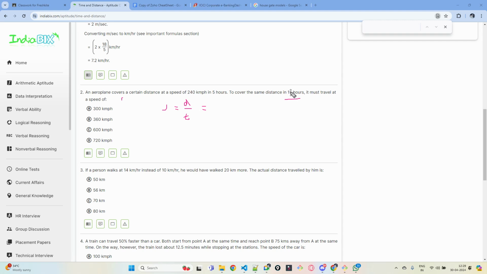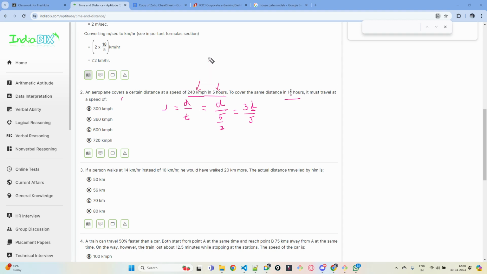This is a mixed fraction. To make it a proper fraction, you multiply the denominator into the whole number: 3 into 1, 3 plus 2, 5 by 3. So your distance by time taken is d divided by 5 by 3, which will be 3d by 5. I'm just taking the distance as d itself, and this will be the speed. But you don't know what the distance is. But they are planning to cover the same distance only.